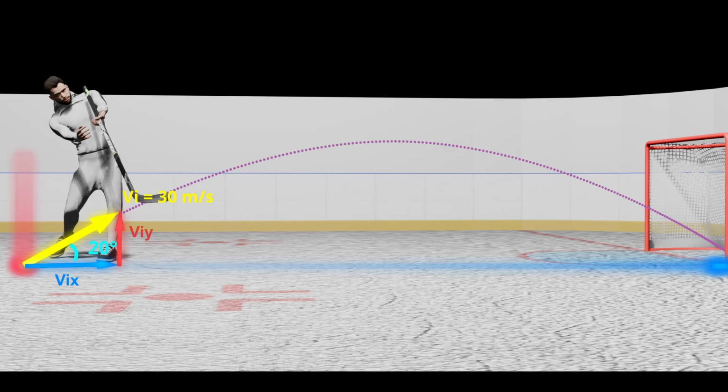Since the horizontal x velocity is adjacent to our 20 degree angle, we use cosine. 30 times cosine of 20 degrees gives us roughly 28.19 meters per second. And since the vertical y velocity is opposite to the angle, we use sine. 30 times sine of 20 degrees gives us about 10.26 meters per second.